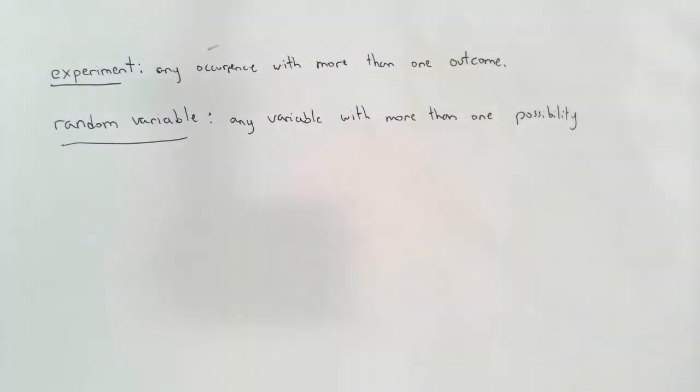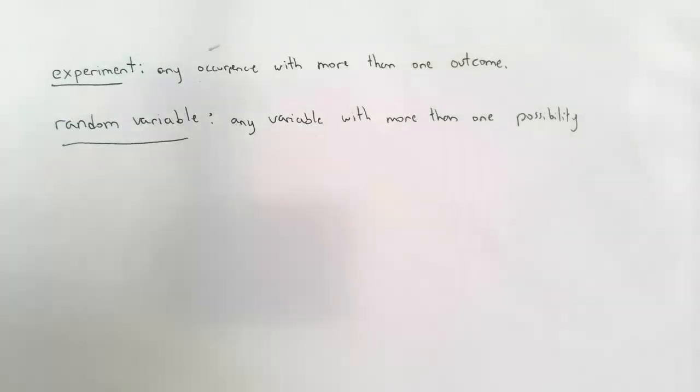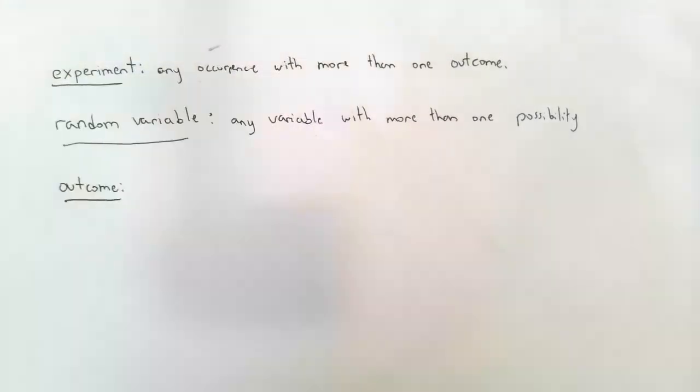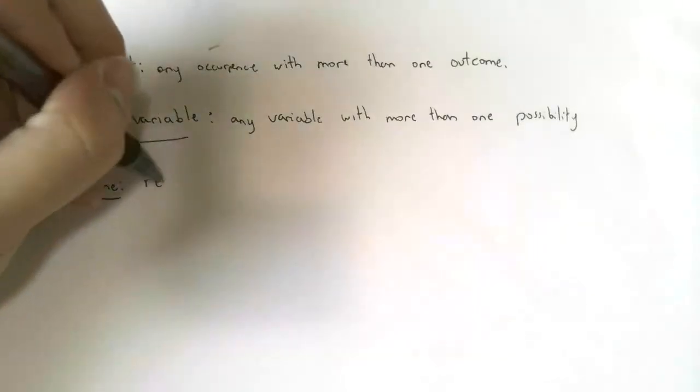It's important to recognize what the variables are so that you can determine which ones you want to consider for your experiments. I said that experiments have more than one outcome, and therefore we can define outcomes as our possibilities, our results.